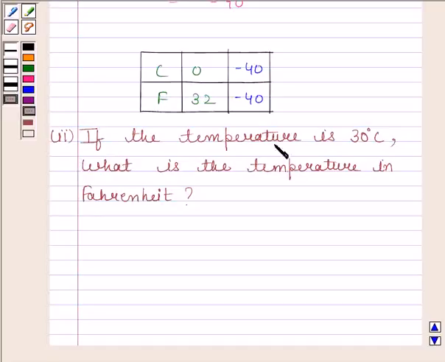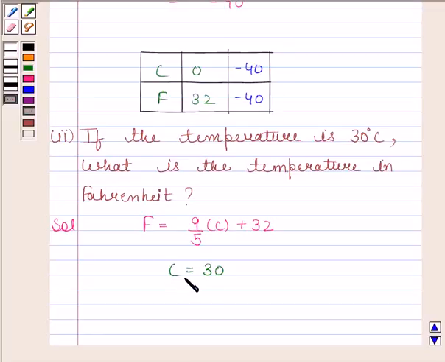Second part is, if the temperature is 30 degrees Celsius, what is the temperature in Fahrenheit? Let's now begin with the solution. In the question, we are given a linear equation, F is equal to 9 by 5 into C plus 32, that converts Celsius to Fahrenheit. Now in this part, we have to find if the temperature is 30 degrees Celsius, what is the temperature in Fahrenheit? Now, C is equal to 30.